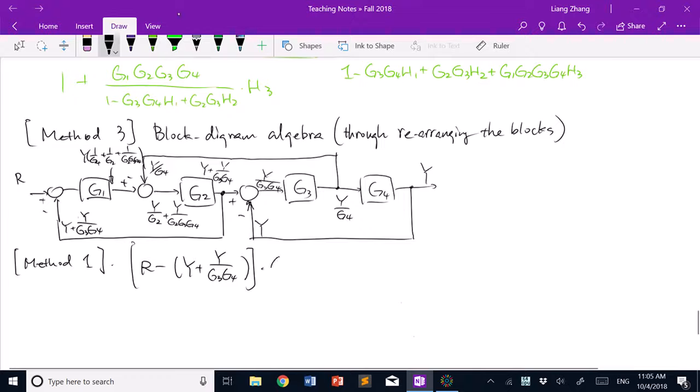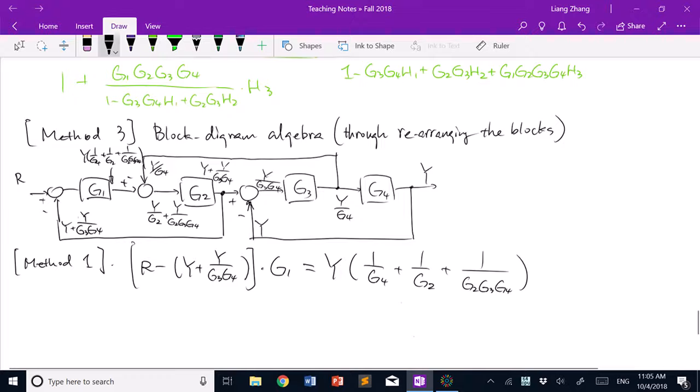Now the input to G1 is R minus Y plus Y over G3, G4. This is the input to the G1 block. So times the transfer function, G4 plus 1 over G2 plus 1 over G2, G3, and G4. So this is what we basically have.